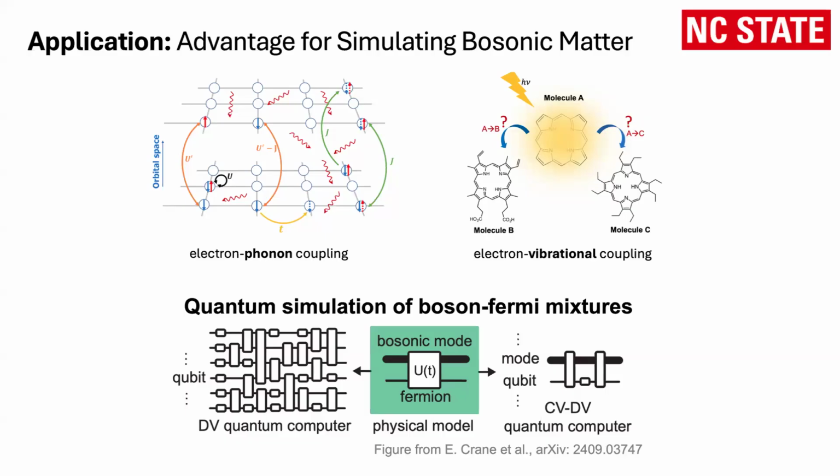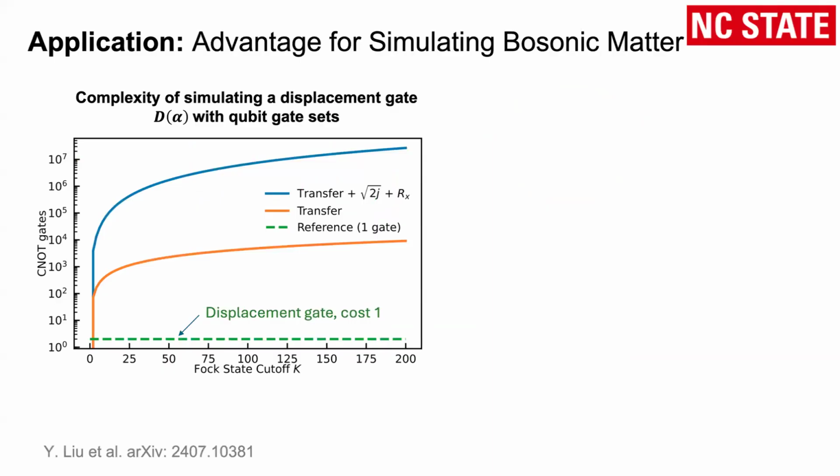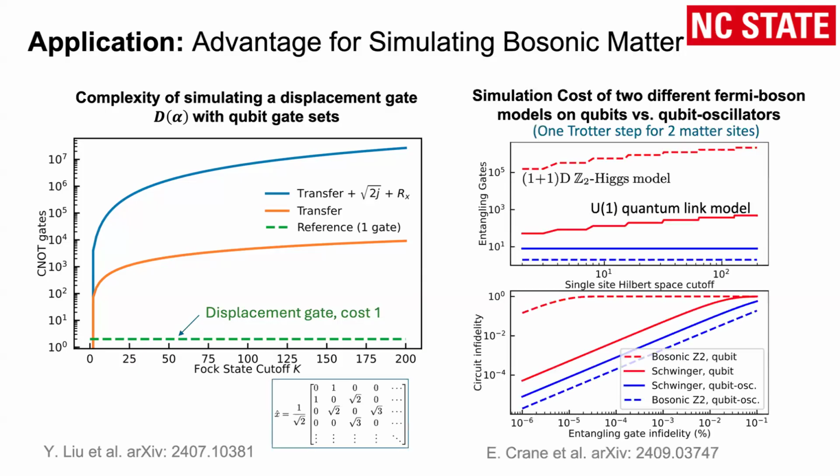And you can show a huge improvement comparing the qubit gate count versus the hybrid device gate count. For example, if you wanted to simulate a single operation on the oscillator device, the cost is 1. The green is the gate count. But if you wanted to simulate that operation on qubit devices, you will see that you're going to need lots of entangling gates and CSNOT gates. So this overhead is roughly almost 10,000. You can generalize this to more complex mixtures of electron and bosonic matter.